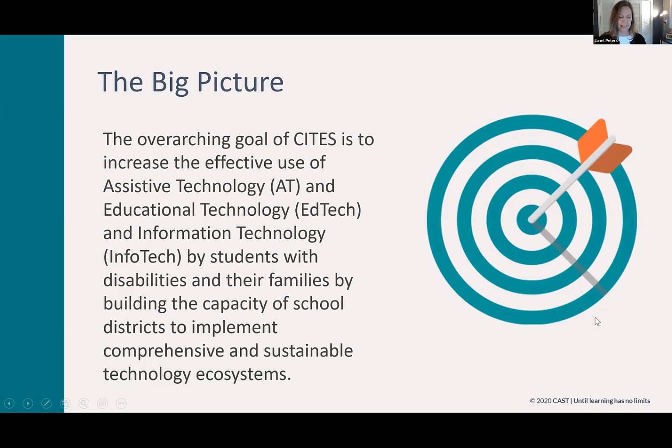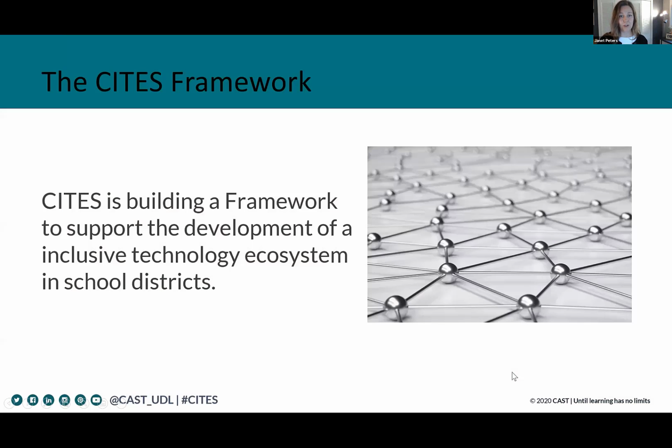The big goal of CITES is to have assistive technology systems, education technology systems, and information technology. So if you think about how technology works in schools, having all of those technology systems work together for the betterment of students, including students with disabilities, but really for the whole system when those systems talk to each other. So that's the big picture. That's our overarching goal on CITES. We're doing that by creating the CITES framework. And this framework is a set of practices that we are working on that we hope will give some guidance to districts on how to approach this work of an inclusive technology ecosystem.